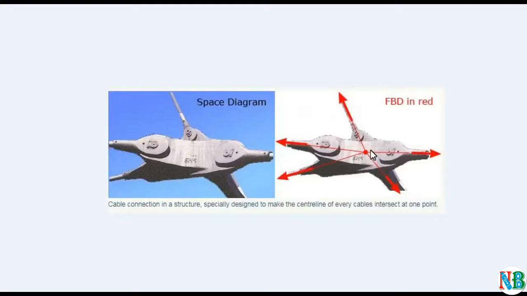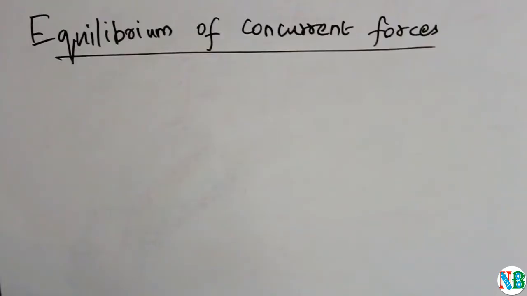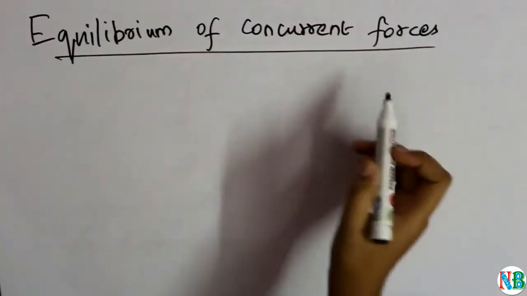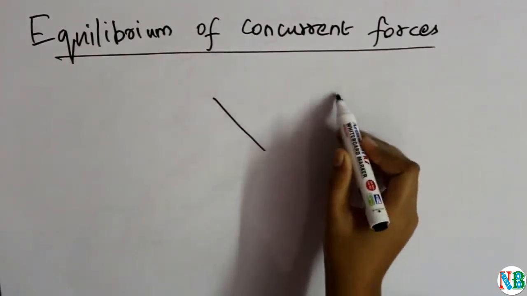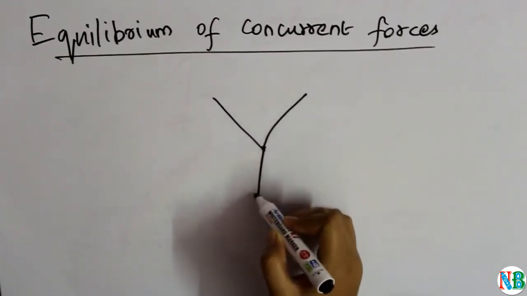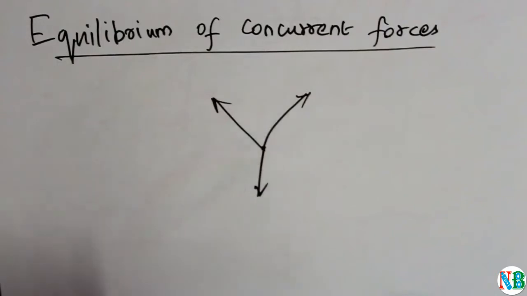We have already seen about concurrent forces: all the forces should pass through a common point of an object and the resultant force should be 0, so that the object will be balanced, else the object will move or collapse. Here all the forces are passing through the center point and the resultant force is 0. We have already seen about equilibrium of concurrent forces, that is, forces acting or passing through a common point of a particle, and we have seen its example.